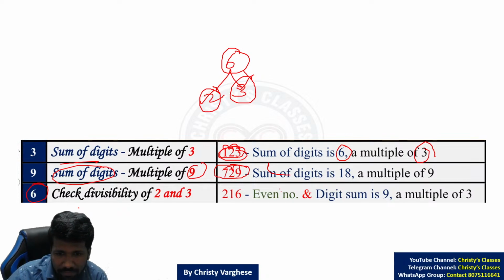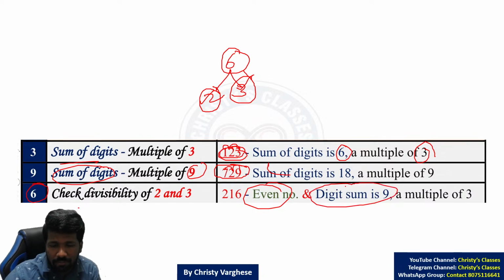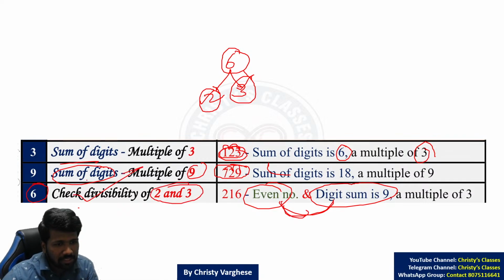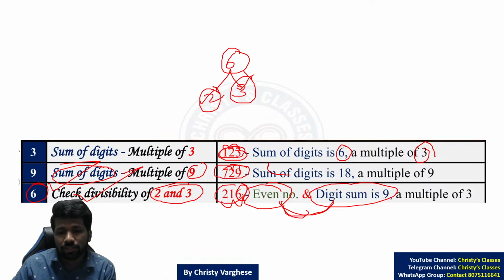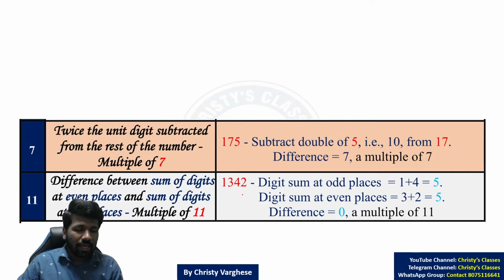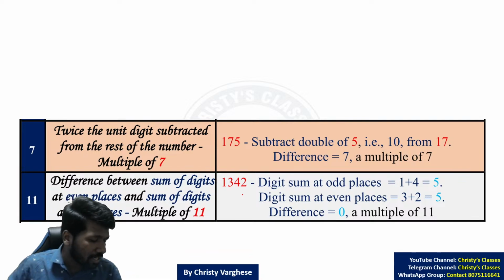2's divisibility is the even number condition we discussed. The number should be even. 3's divisibility is the sum of digits being a multiple of 3. If both conditions are satisfied, then it is divisible by 6. For example, 216, an even number, and the sum of digits is 9. So it is divisible by 3. So it is divisible by 6 also. Clear? And 7 and 11's divisibility is a little tricky.